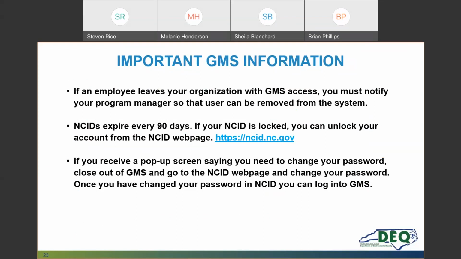NCIDs expire every 90 days. If your NCID is locked, you can unlock your account from the NCID webpage. And if you receive a pop-up screen saying that you need to change your password, close out of the grant management system and go to the NCID webpage to change your password. Once you've changed your password in NCID, you can log back into the grants management system.